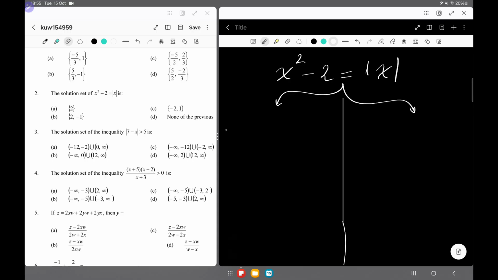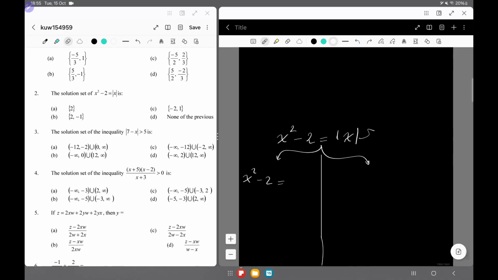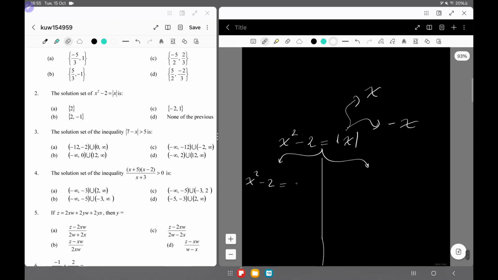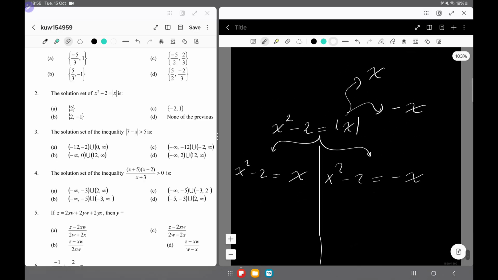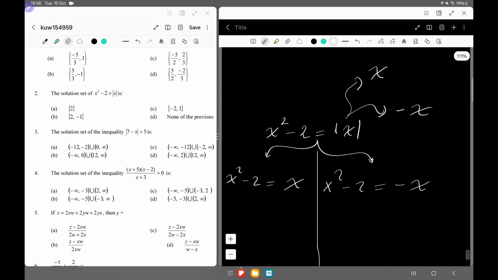So for this one I have to write x squared minus 2 equals the absolute value of x. As I told you, this absolute value has two ways: x and negative x. So the first time I replace it by x, and in the next one I replace it by negative x. Okay, so I will see the answer. Don't forget the condition: x is more than or equal to 0 in the first case, and x is less than 0 in the second.